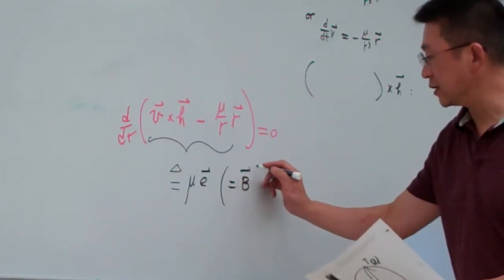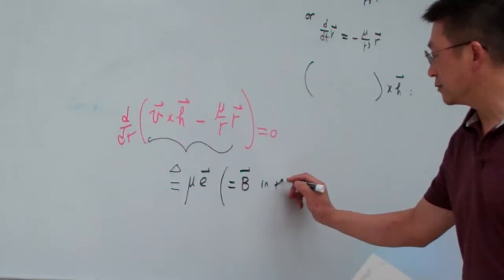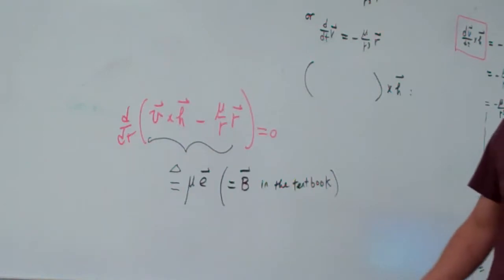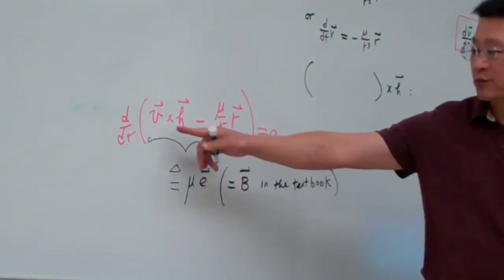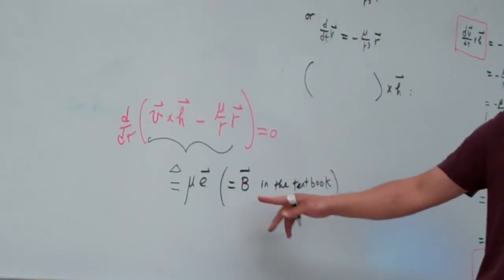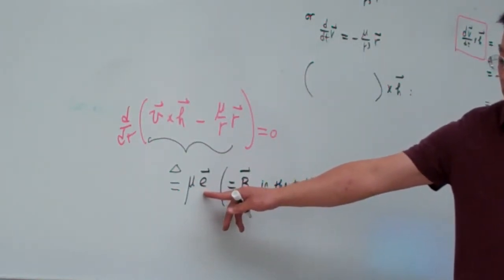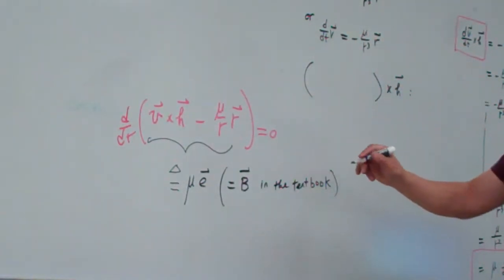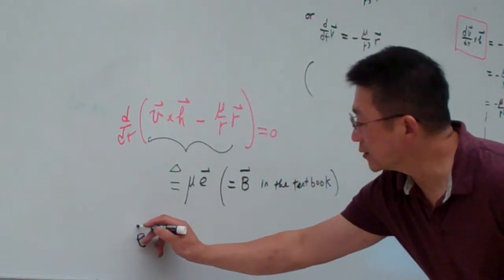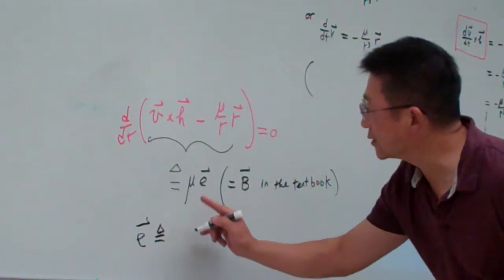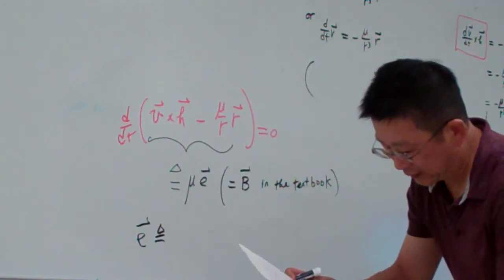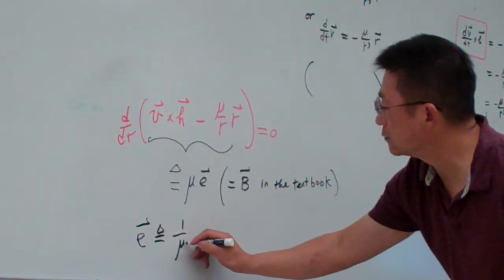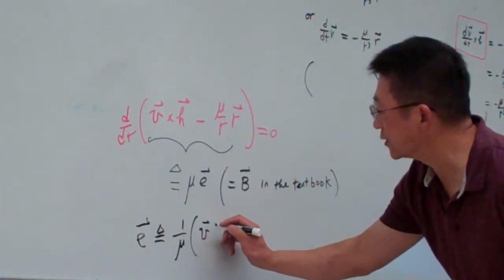The B vector is in our textbook. Again, in our textbook they use the B vector to represent this, and this B vector can be related to eccentricity. E is our eccentricity vector here. So in this way, E is defined by this term, and that one equals this one.